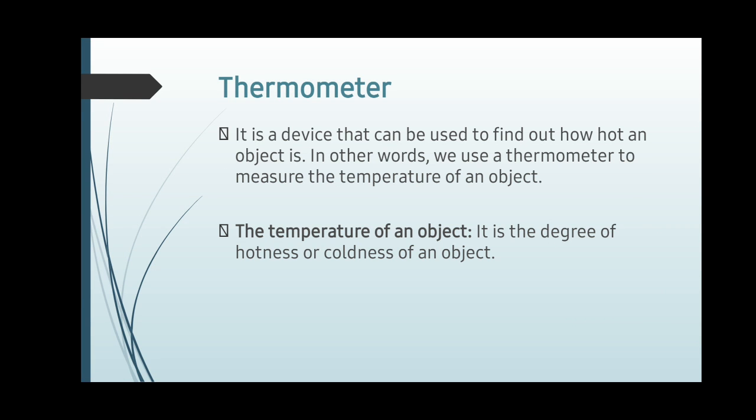A thermometer is a device that can be used to find out how hot an object is. In other words, we use a thermometer to measure the temperature of an object. See the word temperature. What do we mean by temperature? The temperature of an object is the degree of hotness or coldness of an object. So you have to know about these two words. First one is temperature. Temperature means the degree of hotness or coldness of an object. To measure this temperature, we use the thermometer.